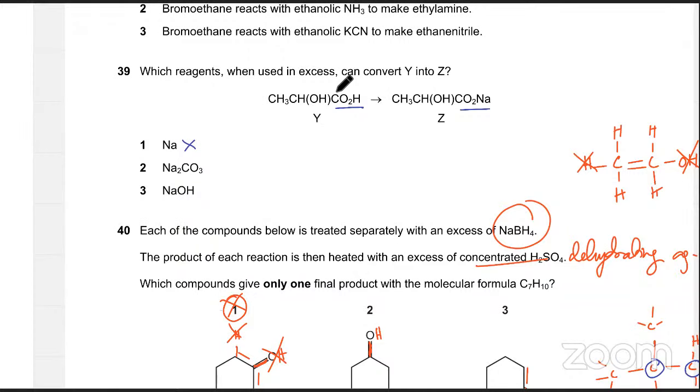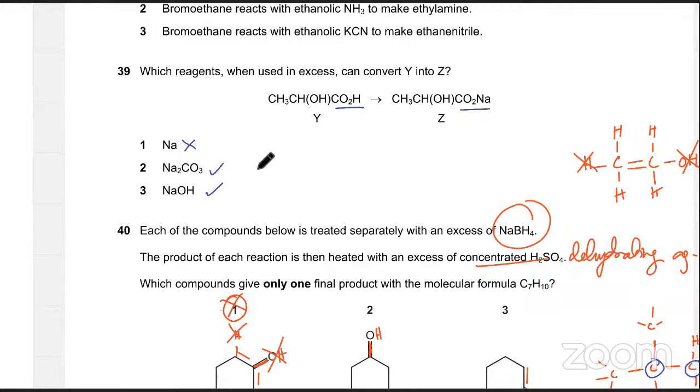Alcohols are very weakly acidic. They're almost not acidic, but they also react with sodium. So the problem would be that the OH alcohol would also react with Na. So you can't use Na because the Na would react with this OH as well. The other ones will work. These two are fine.